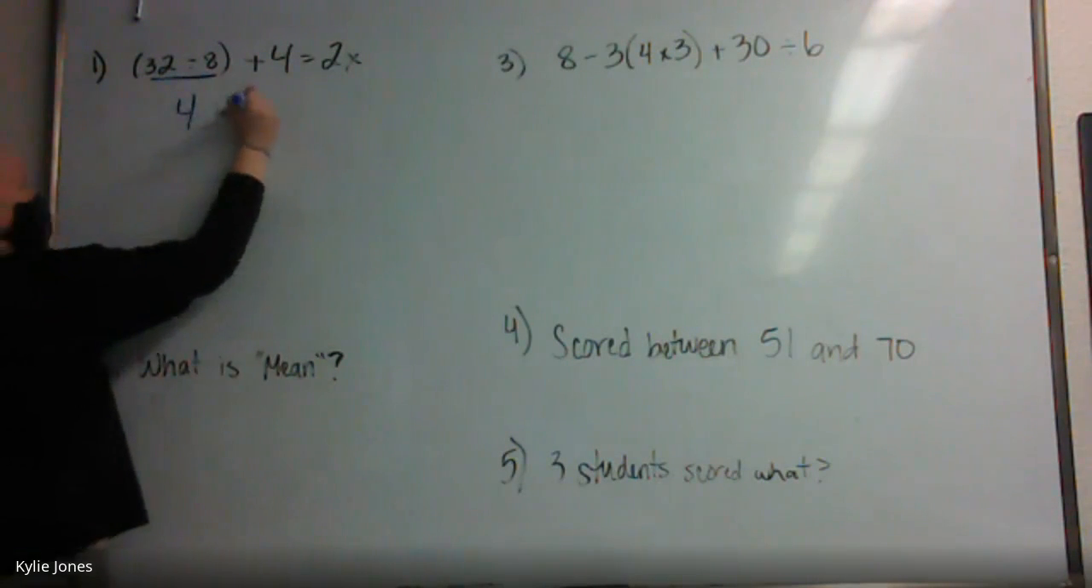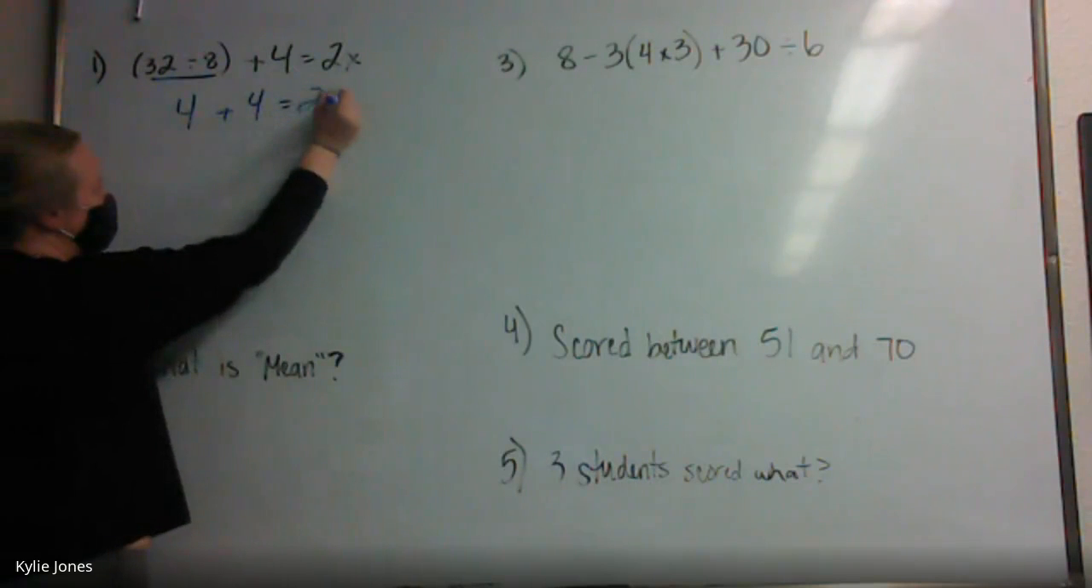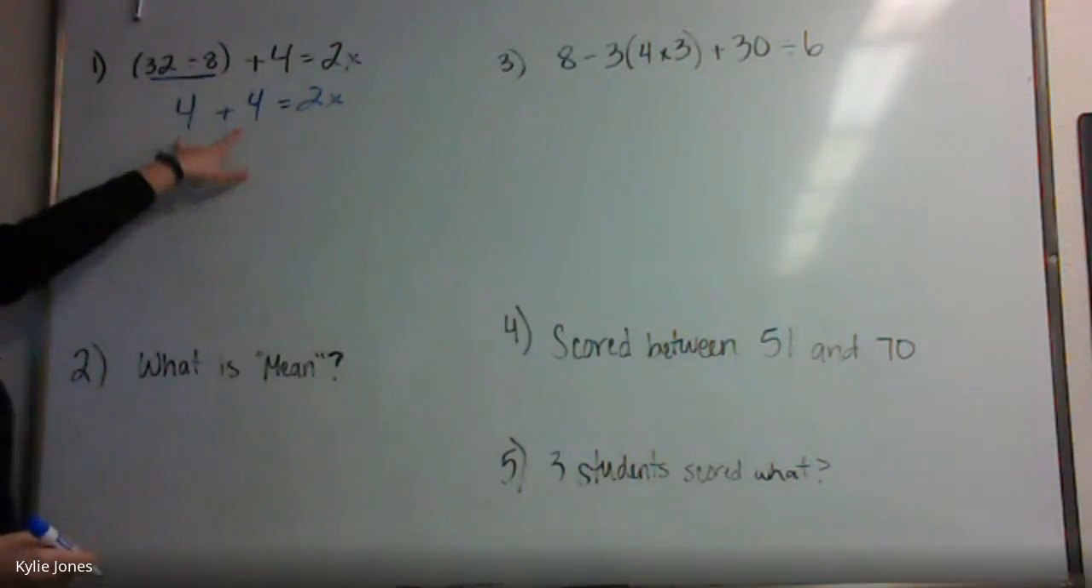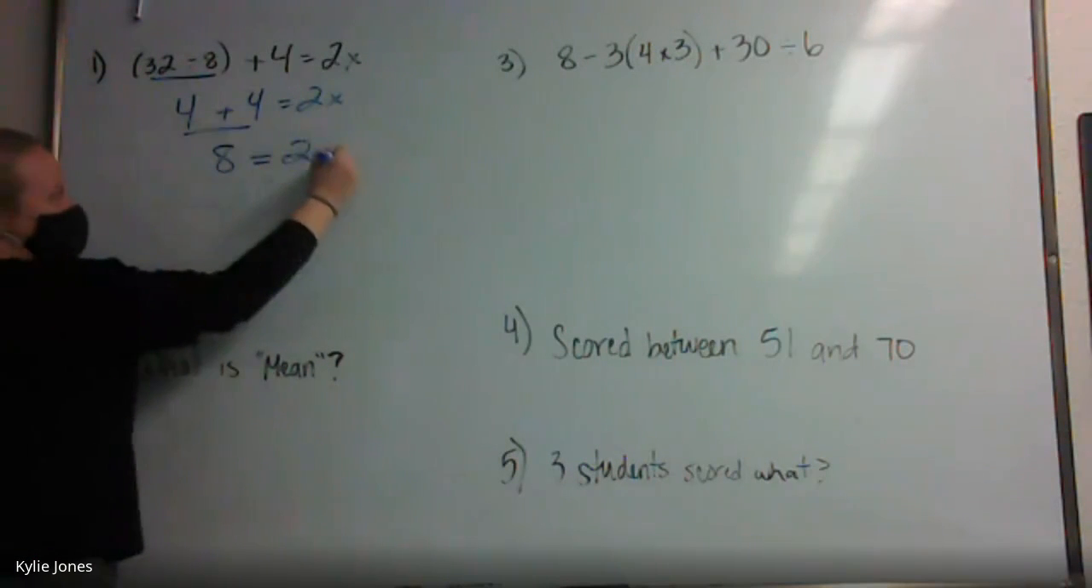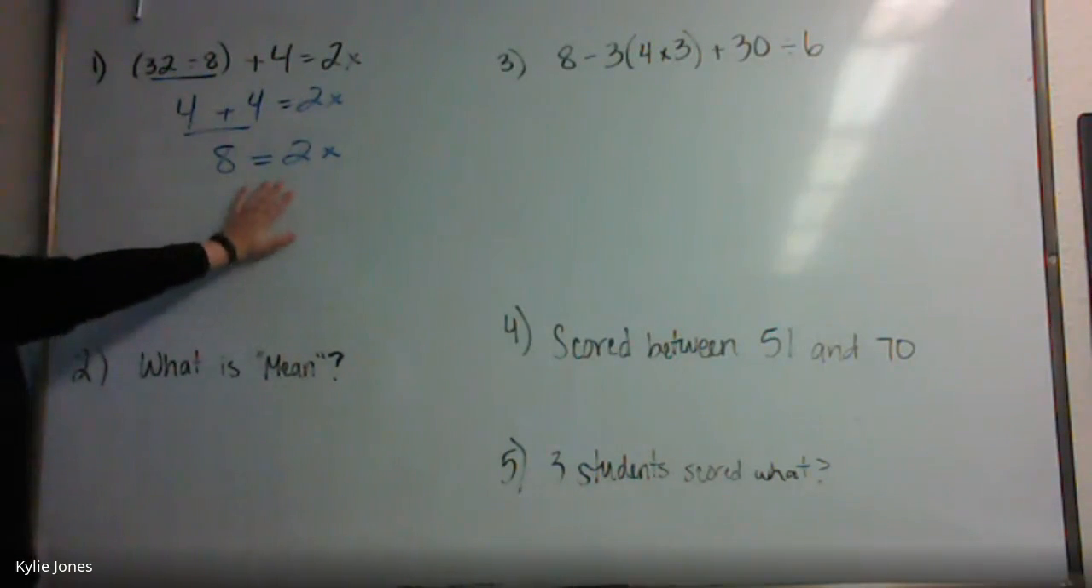4 plus 4 equals 2x. So now we need to do what next? 8. Add those two together. So we have 8 equals 2x. Now we have a one-step equation. How do we solve this?